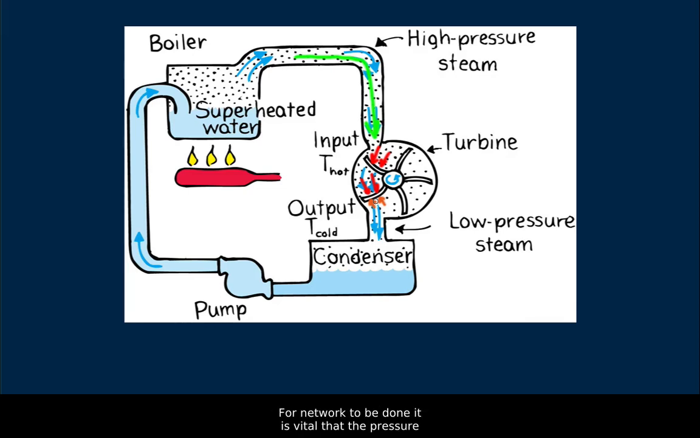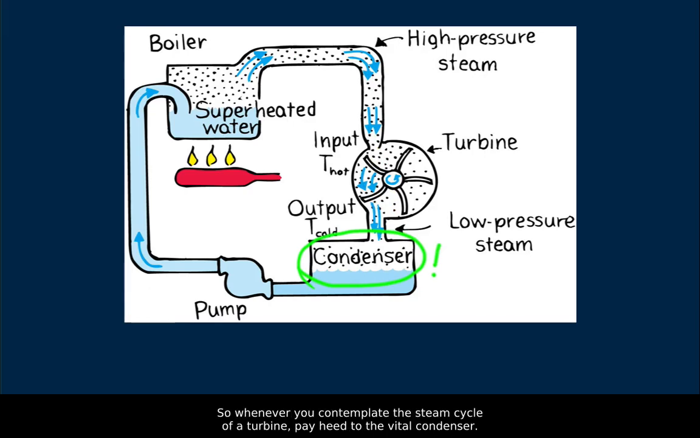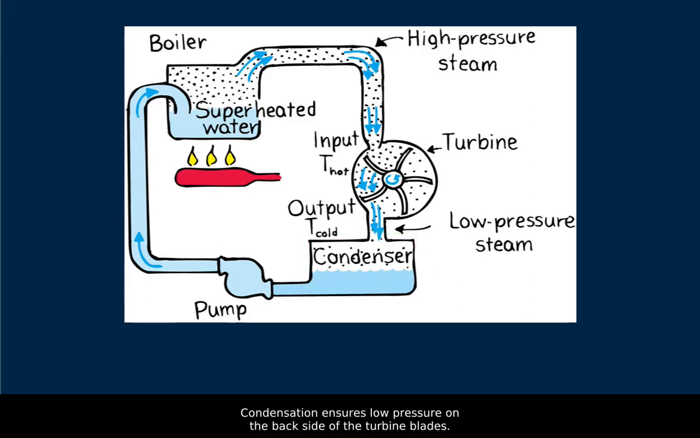For net work to be done, it is vital that the pressure on the back side of the blades be reduced. But how? The answer is the same way pressure in Eric's soda pop can was reduced, by condensation. So whenever you contemplate the steam cycle of a turbine, pay heed to the vital condenser. Condensation ensures low pressure on the back side of the turbine blades. Essential.